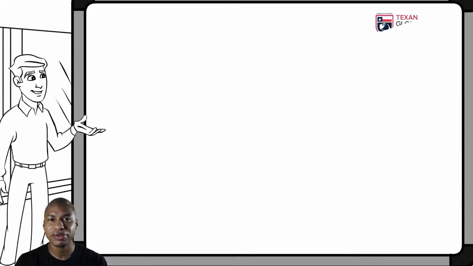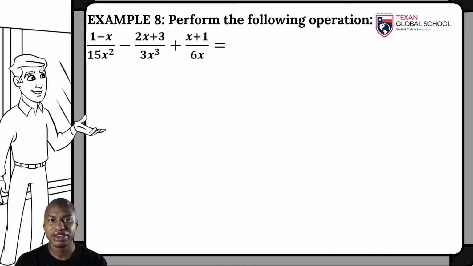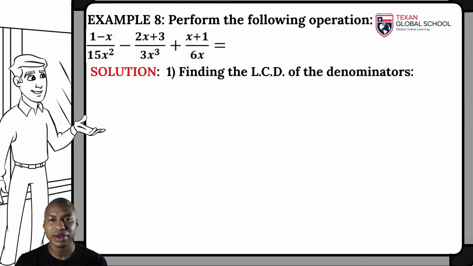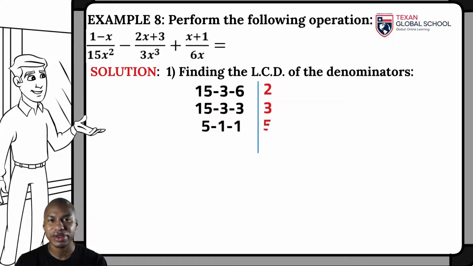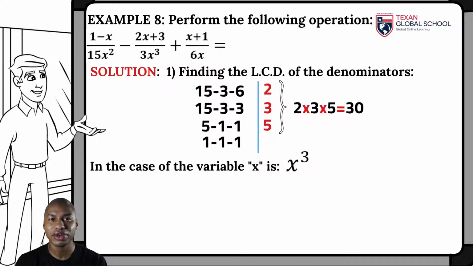In the following example, we can see that we have unlike denominators. We will calculate the least common denominator. We start with the numerical coefficients 15, 3, and 6. The least common denominator of these numbers is 30. In the case of variables, it will be the one with the greatest exponent. In this case, it is x cubed. Therefore, the least common denominator is 30x cubed.